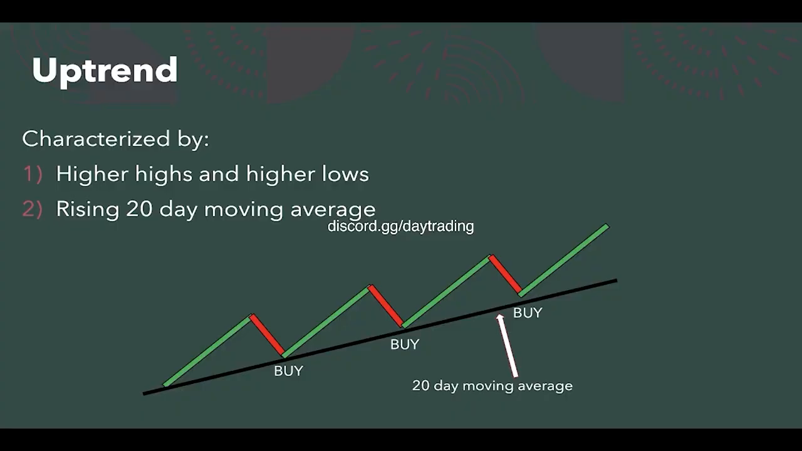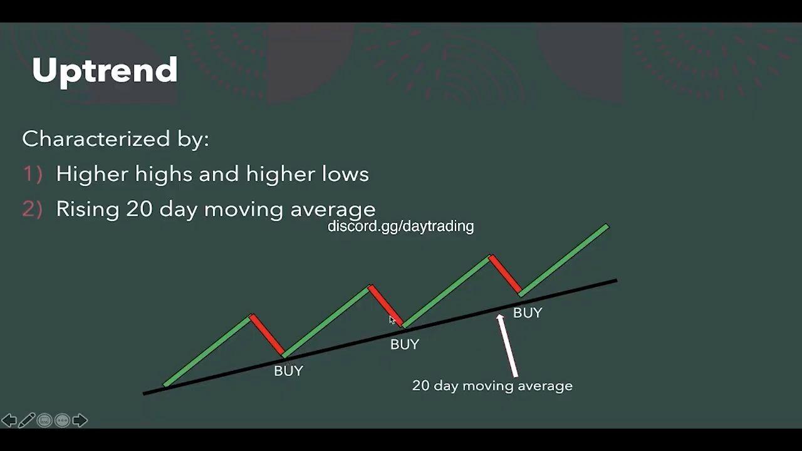So when we're looking at an uptrend, it's characterized by 2 different characteristics. Number 1, higher highs and higher lows. And number 2, a rising 20-day moving average. So we haven't covered how to use the 20-day moving average, but just always keep in mind that we want a rising and a trending higher 20-day moving average. Okay, so as you can see, we have higher highs, right? We're making new highs and we're making higher lows, right? This low is higher than that low.